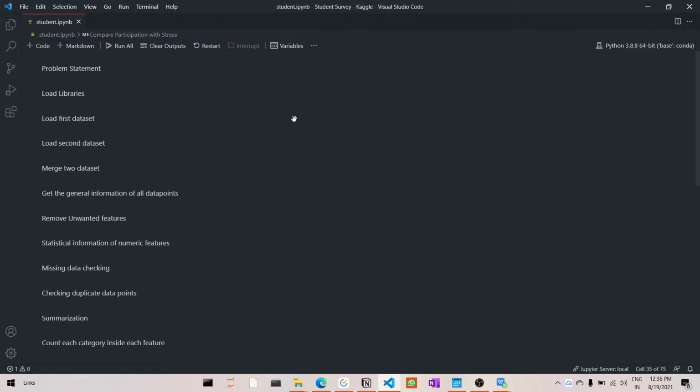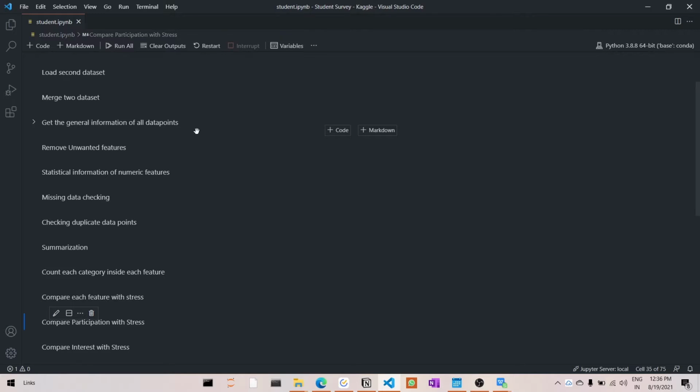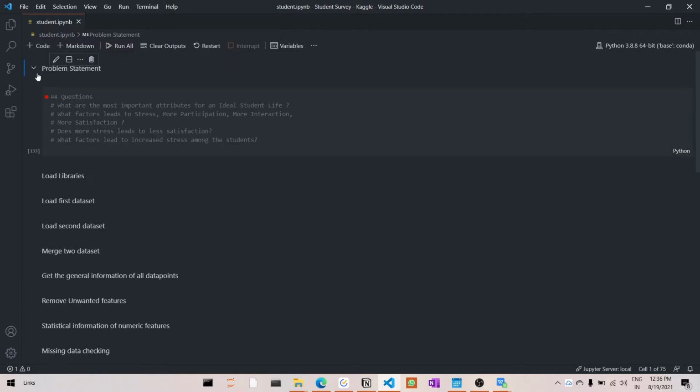So I created this notebook which is going to help answer some of the questions present in the problem statement. For example, we have questions like: what are the most important attributes for an ideal student life? What factors lead to stress, more participation, more interaction, and more satisfaction? Does more stress lead to less satisfaction? What factors lead to increased stress among the students? We are trying to answer these questions using simple methods.